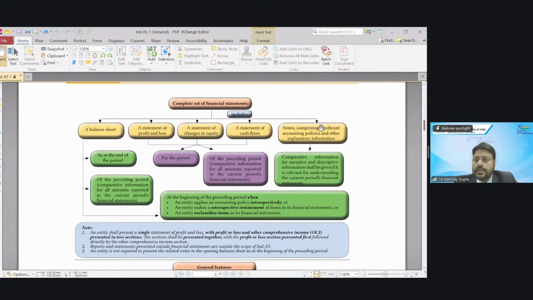And what does this statement tell to the investors? Why are we preparing it? What is the objective? The objective is to showcase the sources of funds and the utilization of funds to the investors, right?